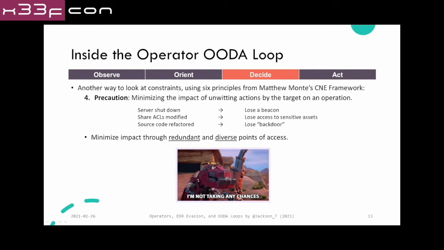Precaution is the fourth one, and this is about minimizing the impact of unwitting actions that are outside of your control. Let's say if a code base is refactored, then you might lose the backdoor that you've implanted into it. Or when ACLs change, you might lose your access. But the fact of the matter is that these things just occasionally happen as part of the day-to-day efforts in the target environment, usually without them knowing that you're there. So this is where adding points of access that are redundant and diverse comes into play.